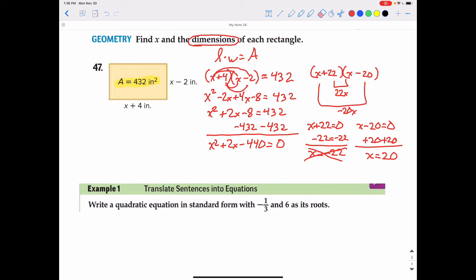So when we plug in 20, 20 plus 4 is 24. So the length of the rectangle is 24. And then when we do the width of the rectangle, it would be 20 minus 2, which is 18. So the dimensions are 24 inches by 18 inches. And if you multiply 24 times 18, what do you think you're going to get? Well, you're going to get 432 because that's what the area of the rectangle is.